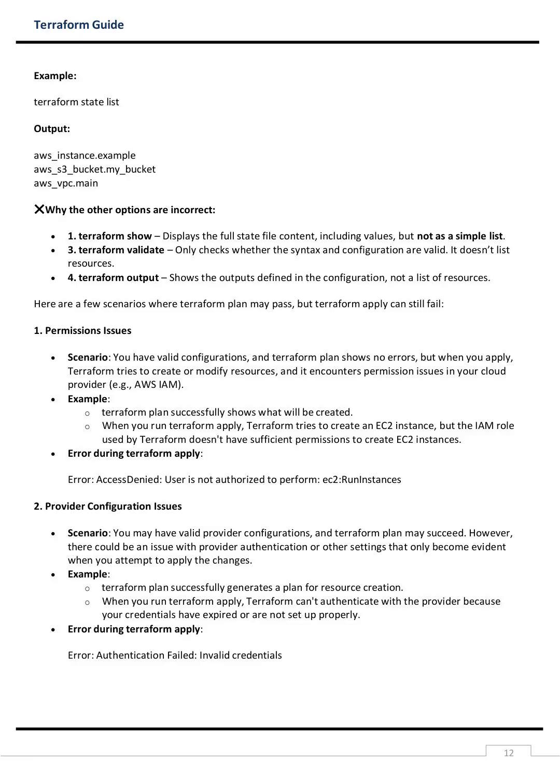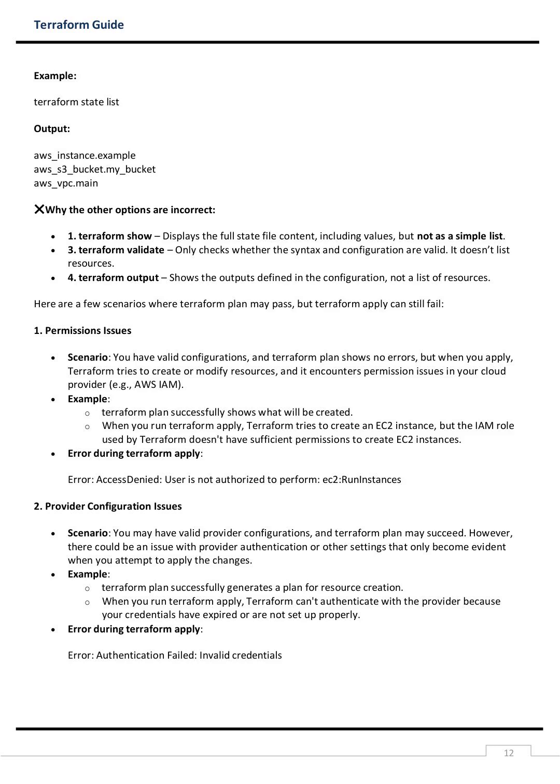Here are a few scenarios where Terraform plan may pass, but Terraform apply can still fail. 1. Permissions issues. Scenario: You have valid configurations, and Terraform plan shows no errors, but when you apply, Terraform tries to create or modify resources and encounters permission issues in your cloud provider, for example, AWS IAM. Example: Terraform plan successfully shows what will be created. When you run Terraform apply, Terraform tries to create an EC2 instance, but the IAM role used by Terraform doesn't have sufficient permissions to create EC2 instances.